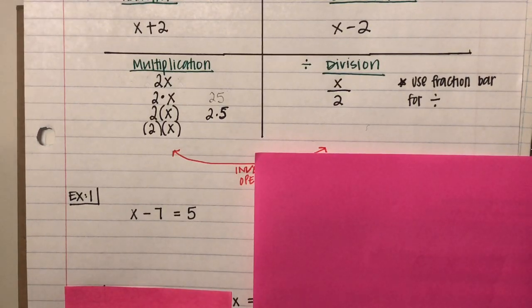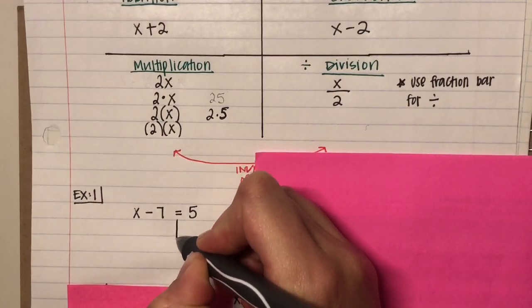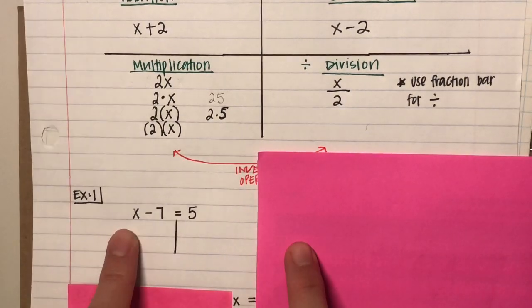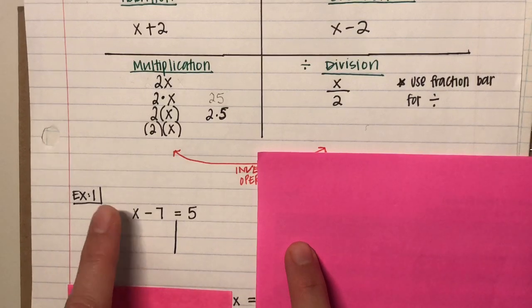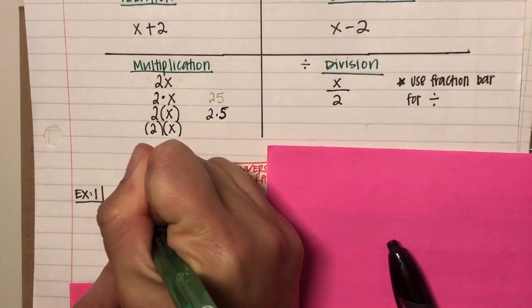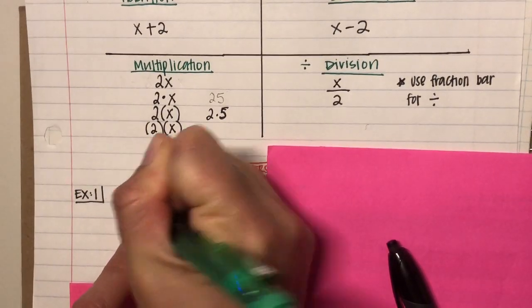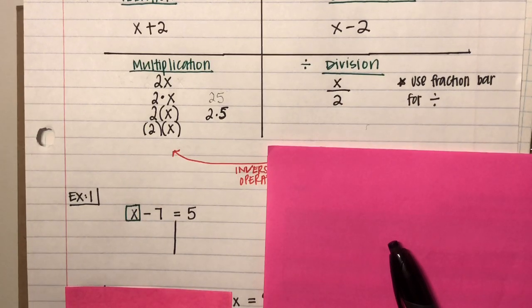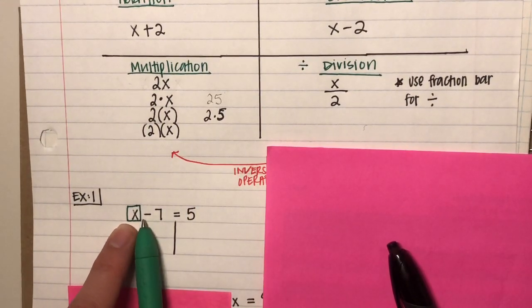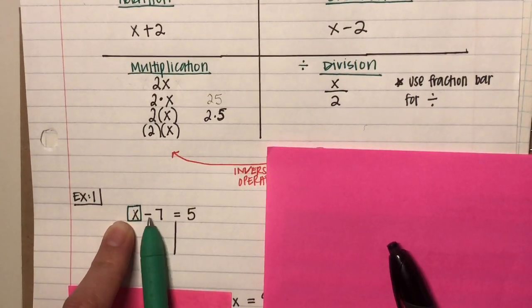So with equations, what I like to do is I like to draw a line separating my 2 sides. And first, since our goal is to get the variable by itself, first I go in and I find my variable. Well, here is my variable x. So I like to put a box around my variable, because it lets me know what side I'm going to be working on. So here I'm trying to get x by itself, but right now x isn't by itself because there's a 7 that's being subtracted from it.